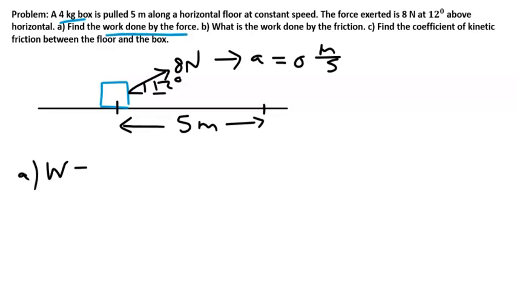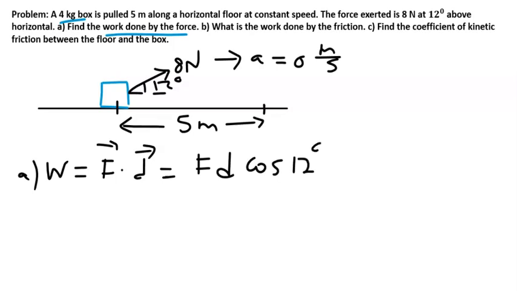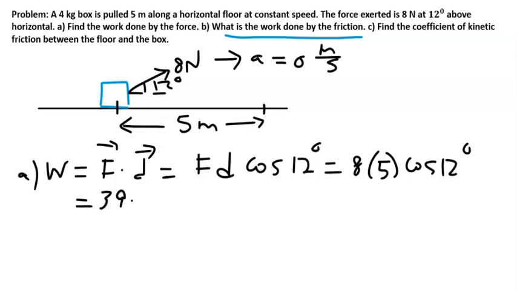That is simple. That is quite simply the force dotted into displacement. So in this case, it is quite simply the magnitude of force times the displacement times cosine of the angle in between, which in this case is 12 degrees. So the force is 8 newtons. Displacement is 5 times cosine 12. And that's going to give you 39.1 joules.